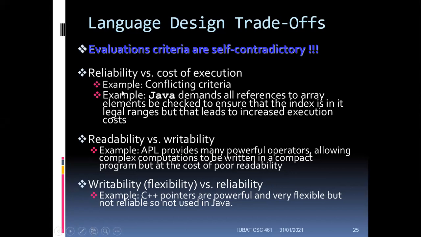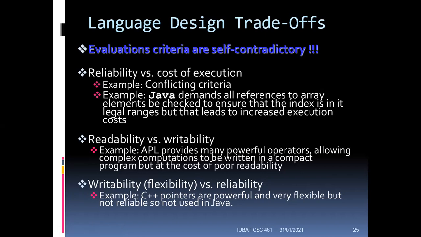Why? Because Java, which is a very popular programming language, demands reference to all the elements of an array to ensure the reliability of the program. But whenever you try to ensure all those reliability issues like exception handling, aliasing, type checking, what happens? The cost of execution increases. How? The more reliable your code is, the more lines of code you have to write. And the more lines of code you write, the more time it will take. So in the Java programming language, the more reliable the code is, the more the cost of execution also increases.